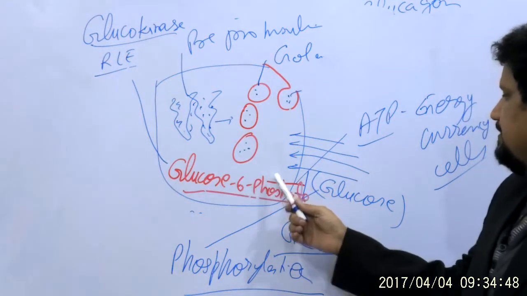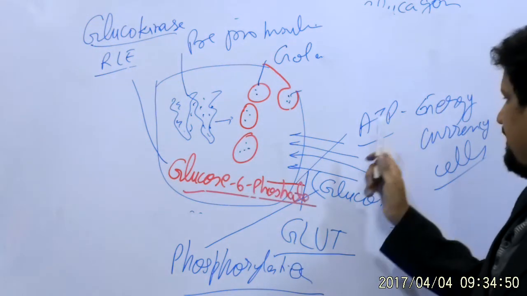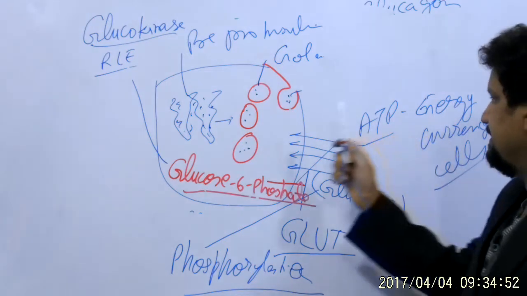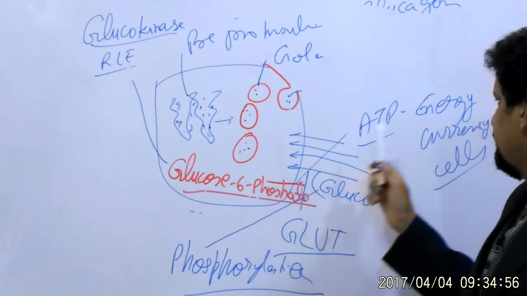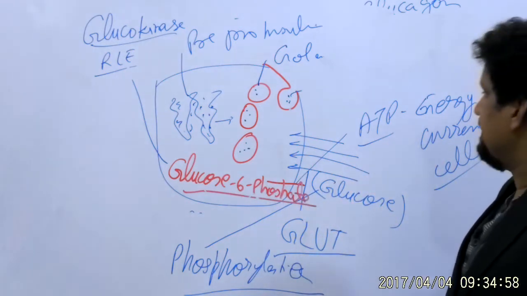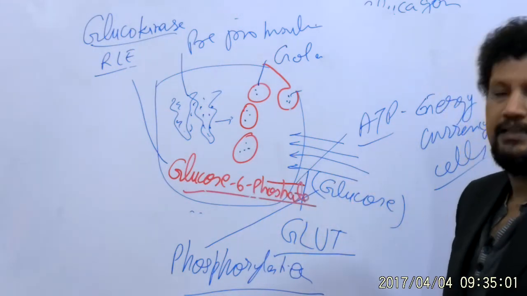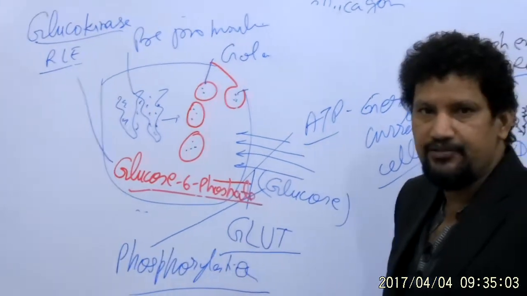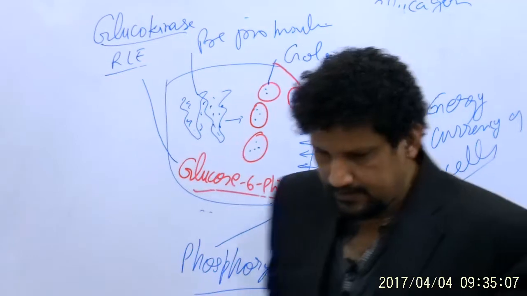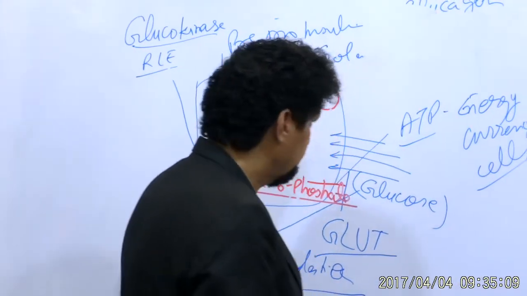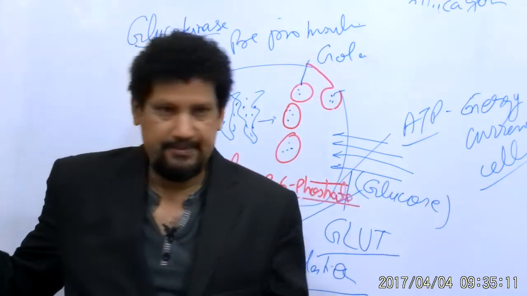This is producing the ATP. ATP is the currency of energy in the cell, and this glucose 6 phosphate after further oxidation forms ATPs. These ATPs are closing ATP sensitive potassium channels. I will explain here better.